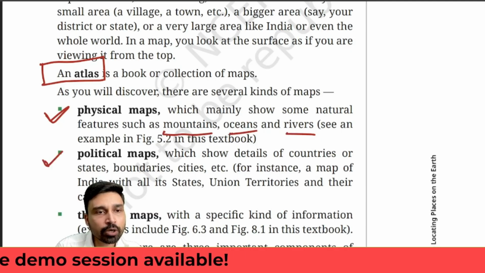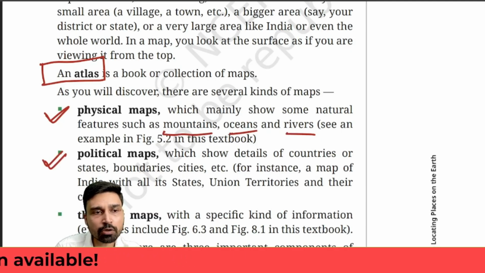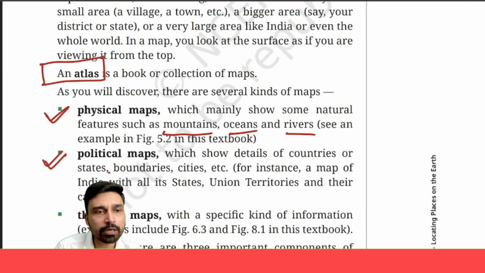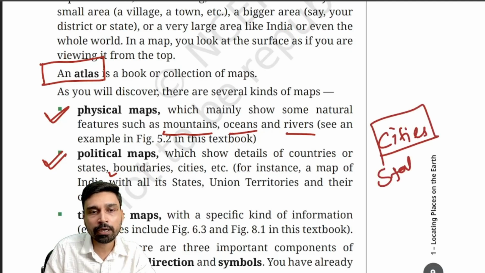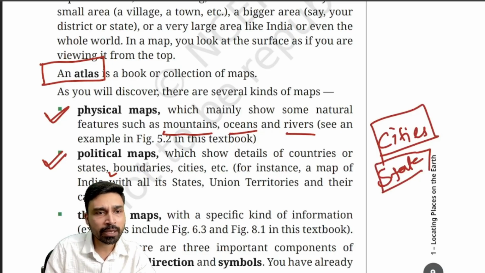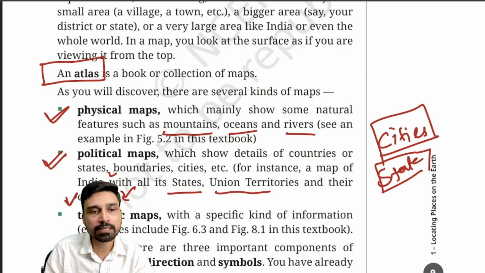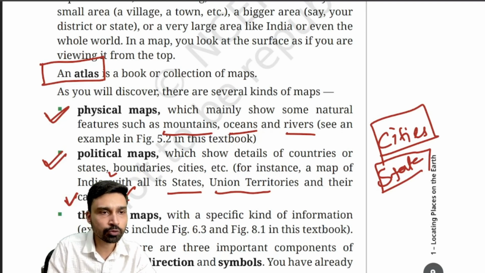Similarly, an atlas can also contain a political map. A political map shows details of a country or a state and mainly deals with political boundaries. That means by looking at a political map, you will be able to understand where a particular city or state ends and where a second city or state begins. An example is the map of India itself. If you look at the political map of India, we can understand what the different states and union territories that are part of India are, and the capitals of these regions are given as well. By analyzing this map, you will be able to understand the boundary, the area, which state is bigger, and which state is smaller. So that is the political map.